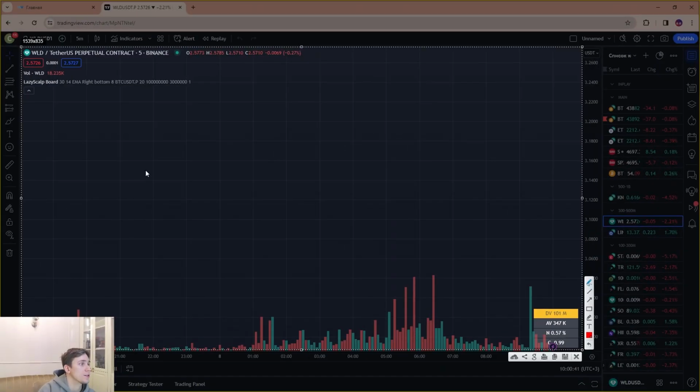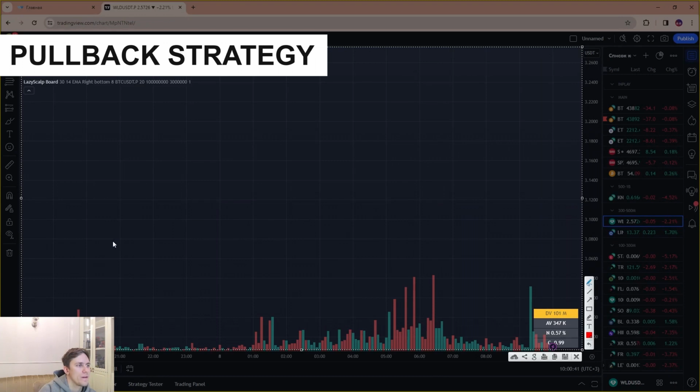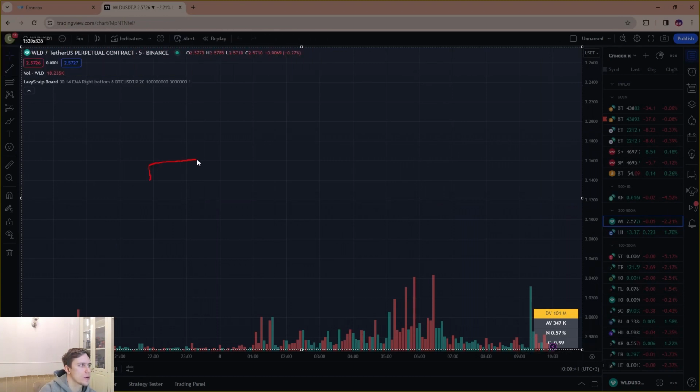The second strategy, pullbacks. We find a huge limit order of more than $300,000, and it should be above or below a strong level. We multiply the current price of the instrument by the number of coins in the limit order to know the size in dollars. And it should be no less than $300,000, as I said, to be reliable enough.